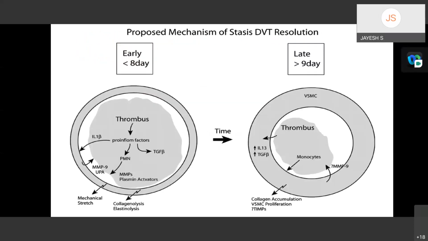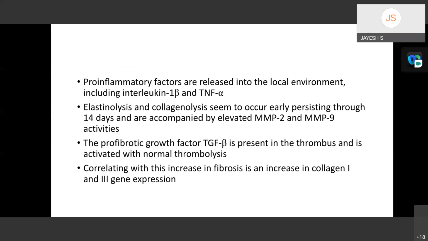This is a figure showing the changes in thrombus within 8 days, where you can see that the maximum leukocytes recruited are the neutrophils, and after 9 days the monocytes will be recruited. Pro-inflammatory factors will be released in the thrombus, including interleukin 1 beta and TNF alpha. And there will be elastinolysis and collagenolysis, which will persist through 14 days, accompanied by elevated matrix metalloproteinase 2 and 9.